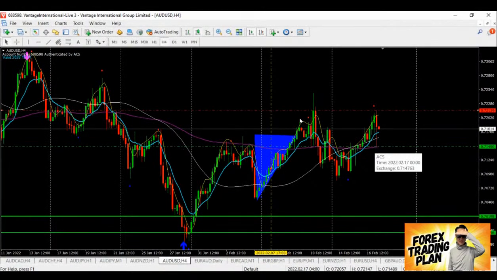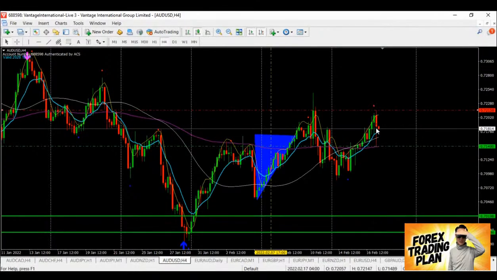Tested once, it doesn't break, so very likely it may come down to test again and then go for a buy. Alternatively, it will also form a new support here, become a red and green candle, and continue the buy. All right, so buyers take note.